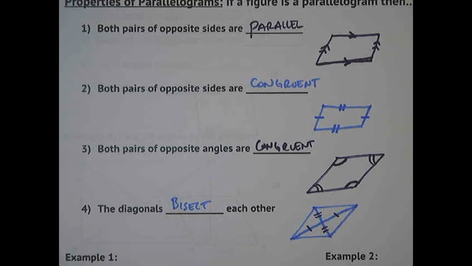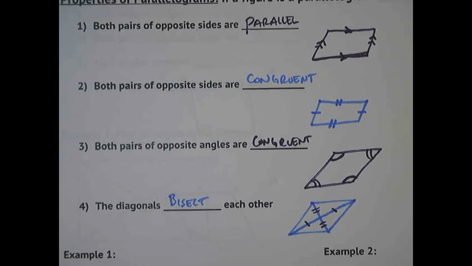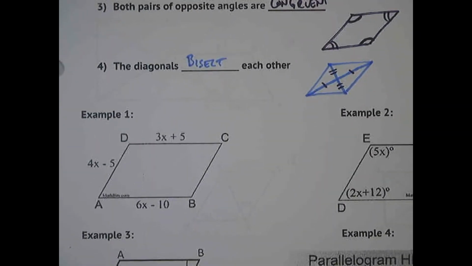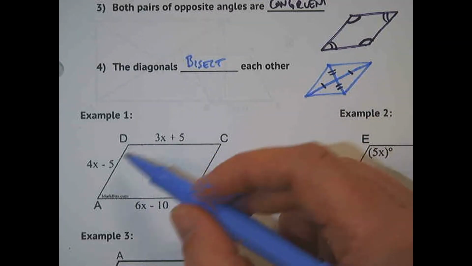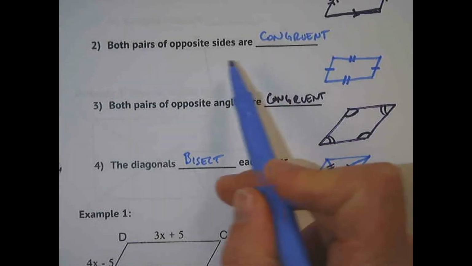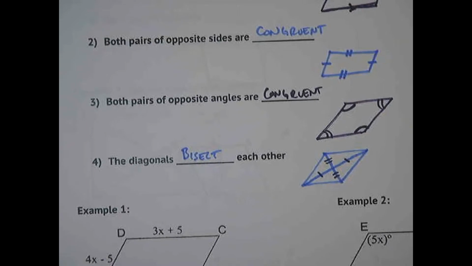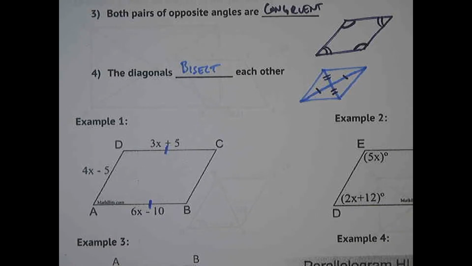Okay. So then, let's look at a couple of different examples. First one. So each example can be done by looking at a property that it goes with up here. So one of our 4 properties from above. So looking at this picture here, we're dealing with sides. And I know, because of number 2 here, both pairs of opposite sides are congruent. So that means that this side is congruent to this side. So all we have to do here is set those 2 sides equal to one another.